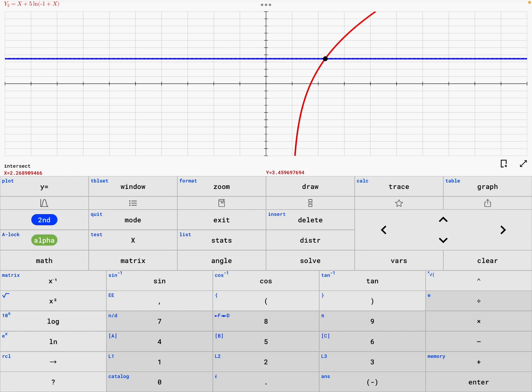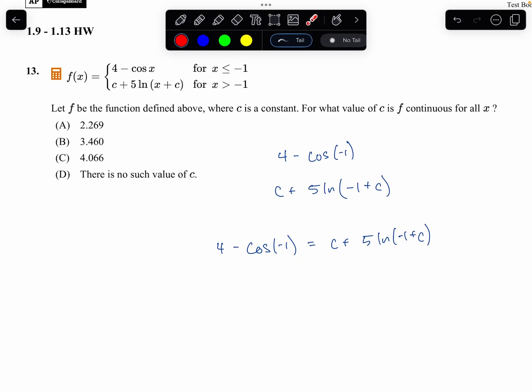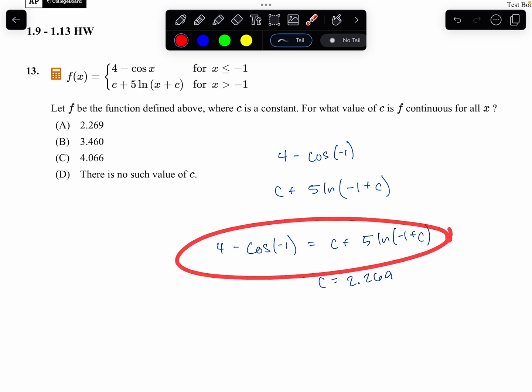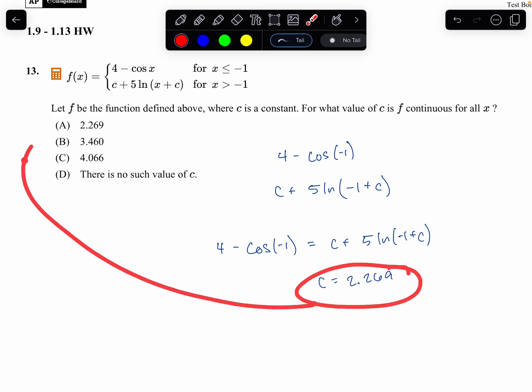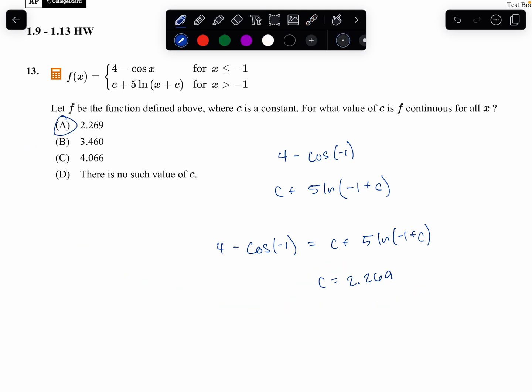So when x is equal to 2.269, we'll say, so when c is equal to 2.269, these will be equivalent to each other. And in that case, it will be continuous. And so this value of c happens to be option A. And there you go.